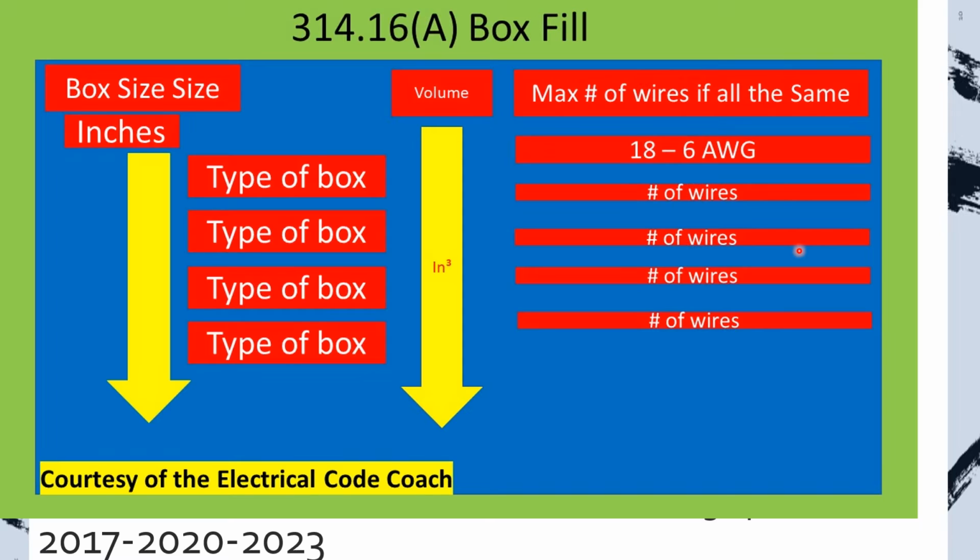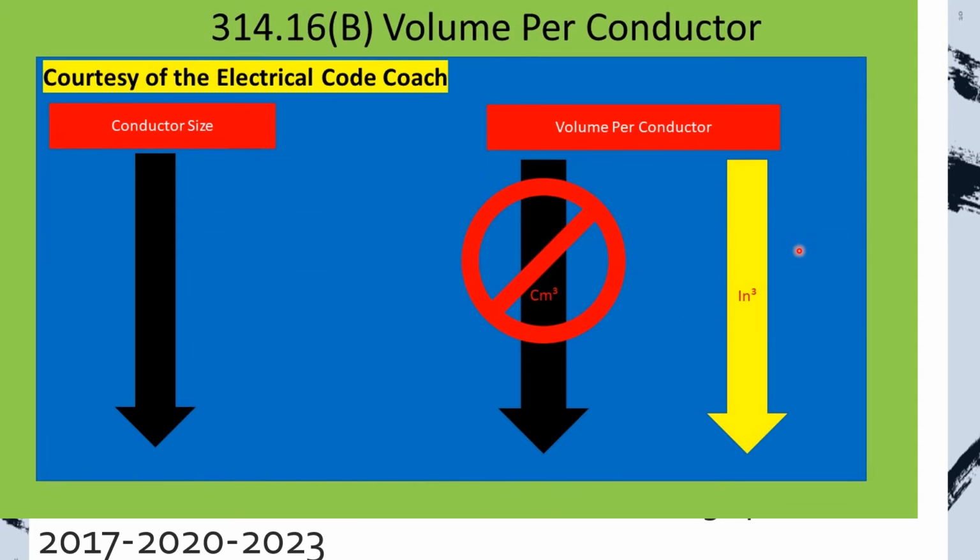It's very simple. Now let's look at the second table that we're going to be dealing with for box fill. And it's right below there. It's 314.16(B), and this one's very simple to understand. On the left-hand side is our conductor size, and on the far right-hand side is going to be our cubic inch volume. Every box can only handle so many wires and devices, and that's what we're going to learn in this lesson here today. Each box has so many cubic inches that you can fill, and each conductor and device takes up so many cubic inches of that box.